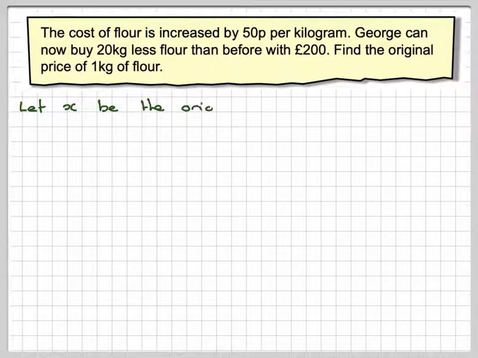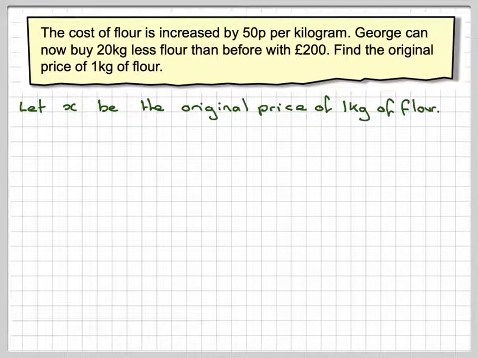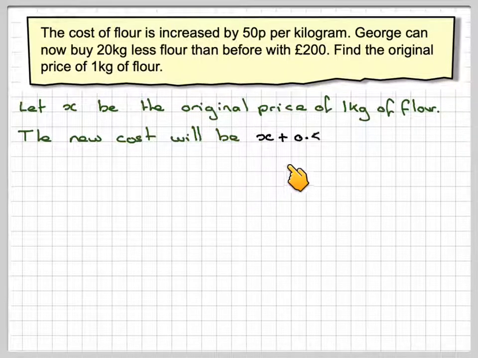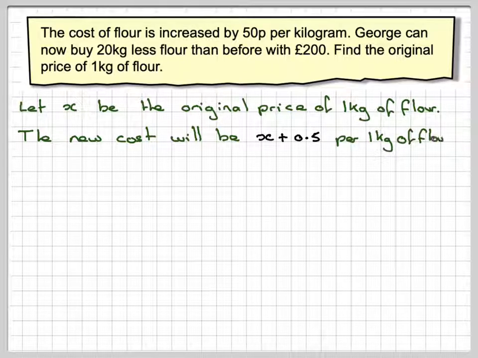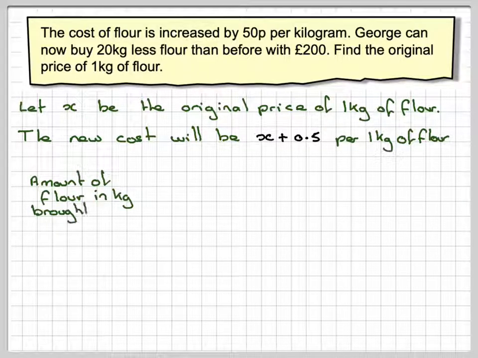So if we let X be the original price of 1 kilogram of flour, we've got to find the X in this problem, then the new cost will be X plus 0.5, because it increases by 50p. We're going to work in pounds, so we have to make that 0.5 per 1 kilogram of flour. Right, so now the amount of flour in kilograms bought for £200.